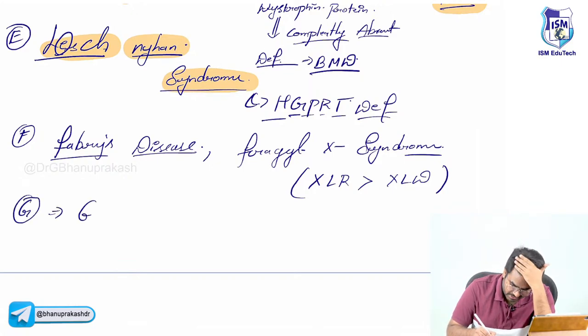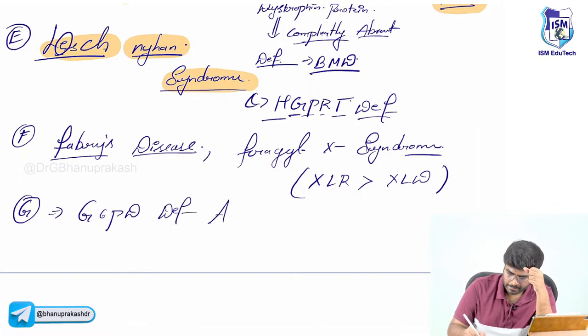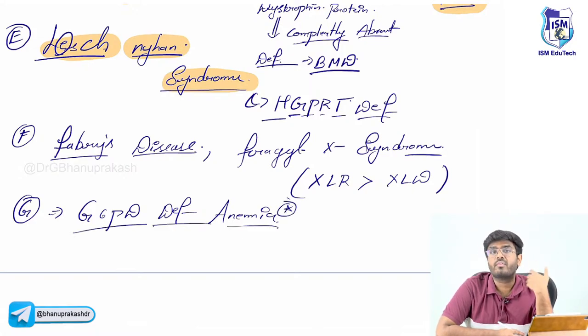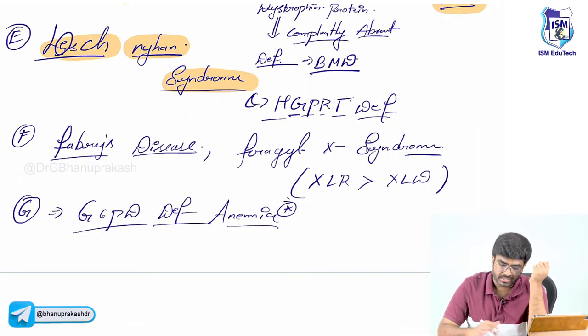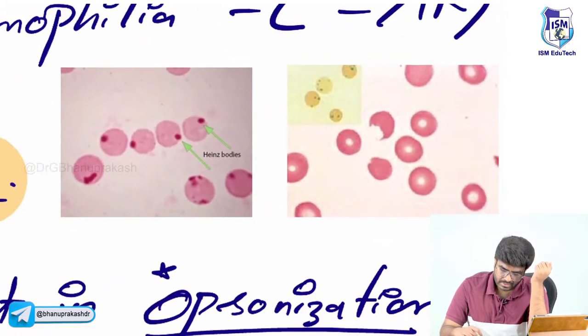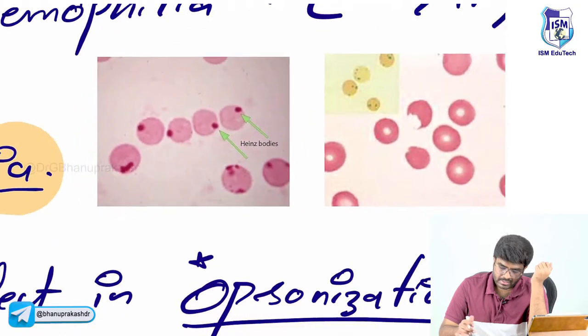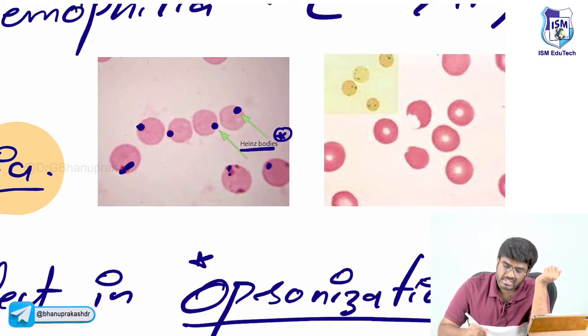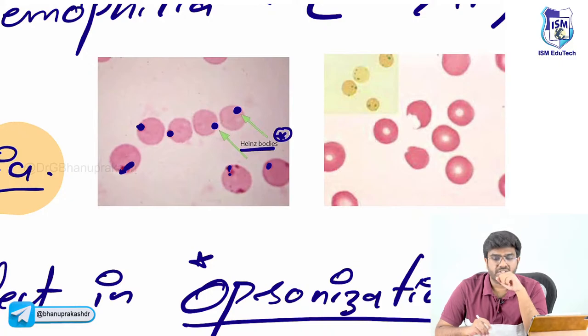So, G stands for G6PD deficiency anemia. In G6PD deficiency anemia, more free radicals are going to be generated inside the RBCs. Now, what happens? Guys, in the RBCs, are you able to appreciate this? Precipitated hemoglobin. This precipitated hemoglobin is called Heinz bodies. So, Heinz bodies are seen in G6PD deficiency.